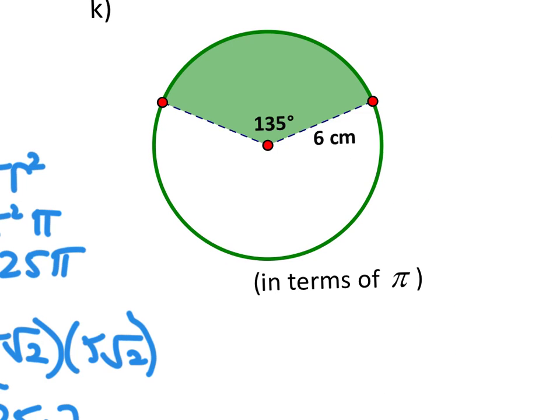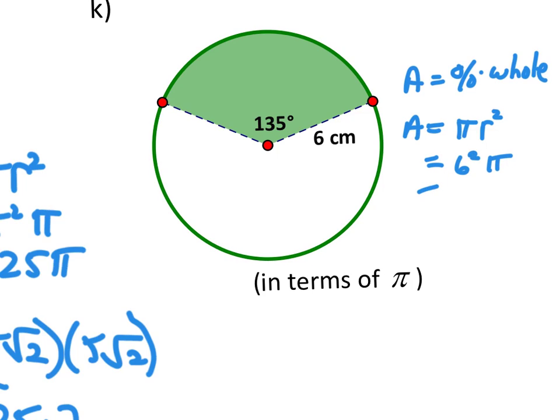In this problem, we want the area of the sector, which is the percent of the whole, where in this case the whole is pi r squared. So if the radius is 6, then pi r squared is 6 squared pi, which equals 36 pi. And then the percent would be 135 compared to 360 multiplied by 36 pi.